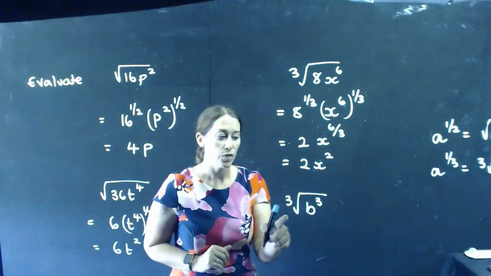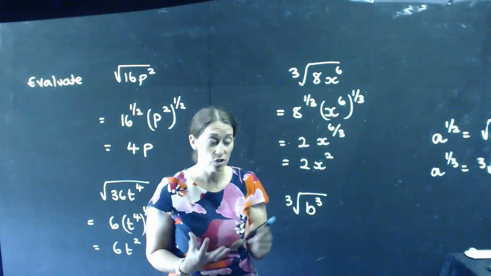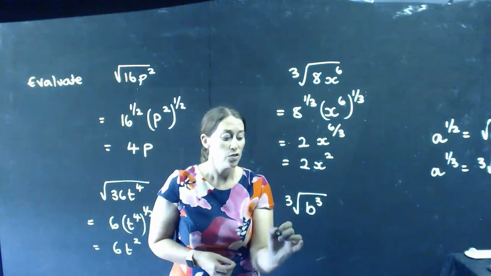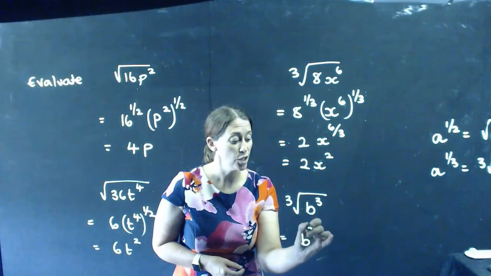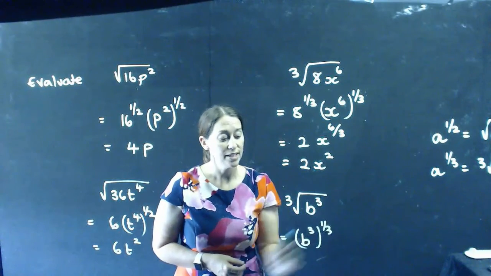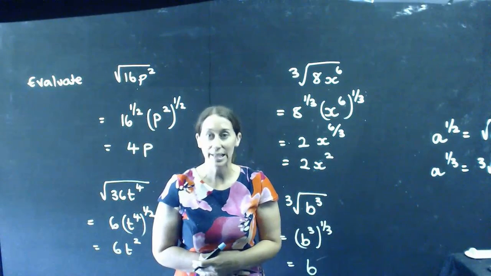Over here, the cube root, well, we don't have any numerals there, no actual coefficients. We've just got pronumerals. So I'm going to put this to the power 1/3 because it's a cube root. So b cubed to the power 1/3 is the equivalent of b to the power 3 over 3, which is b to the power 1, leaving us with just b.